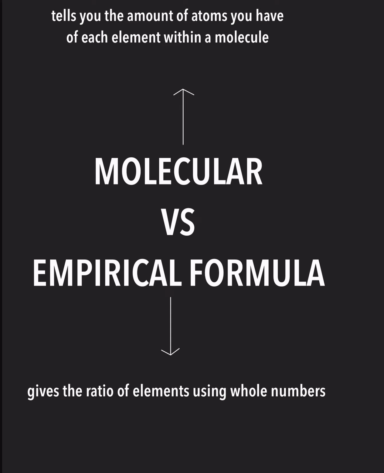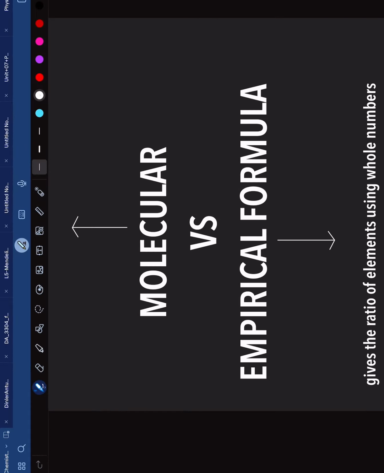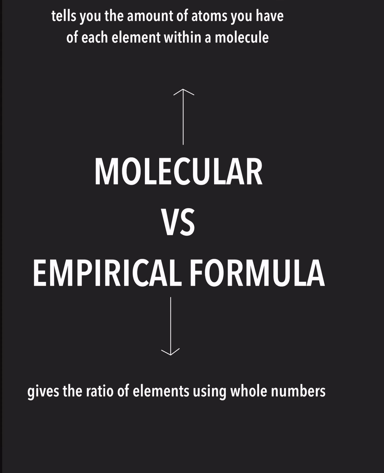Okay, let's get into molecular versus empirical formulas. I know at first it can be like, well, what is a molecular formula? What is the empirical formula? But molecular just tells you the amount of atoms that you have specifically within a molecule. And then empirical is going to give you the actual ratio, but it's using whole numbers. So it's not going to be like 1.2 of carbon and 2.8 of hydrogen. No, it's literally whole number ratios.